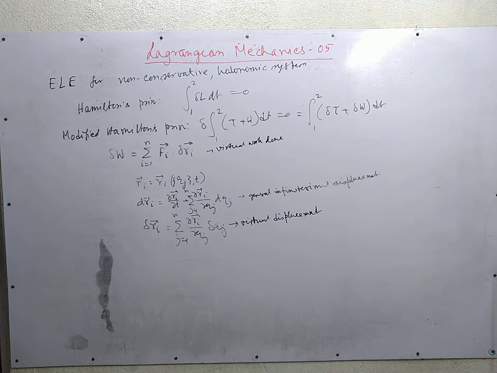The modified Hamilton's principle should be such that for a conservative system it reduces to the original Hamilton's principle. That should be a consistent development. So first we calculate delta W for a conservative system and see what we get.